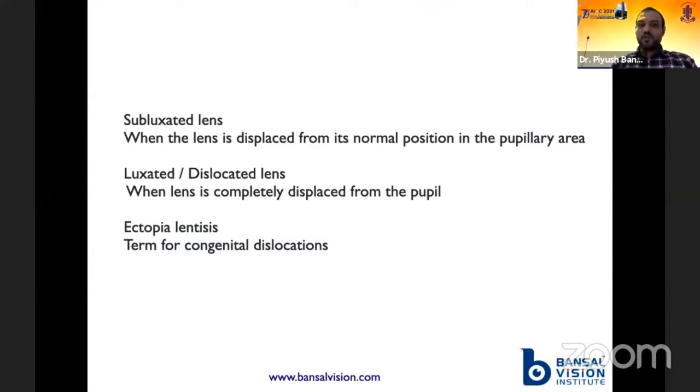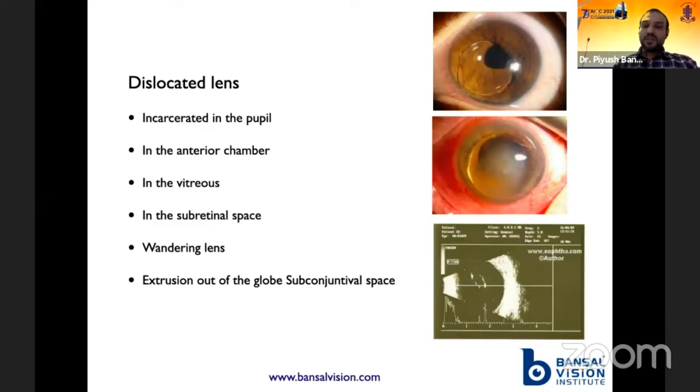So when the lens is displaced from its normal position in the pupillary area, that's when we call it a subluxated lens. And when this lens is completely displaced from the pupil, it is called a luxated or a dislocated lens. Now, the term for congenital dislocations is ectopia lentis. Now, the dislocated lens can be in multiple positions.